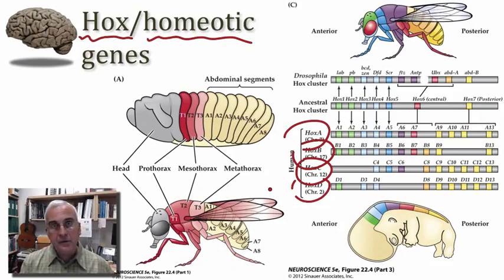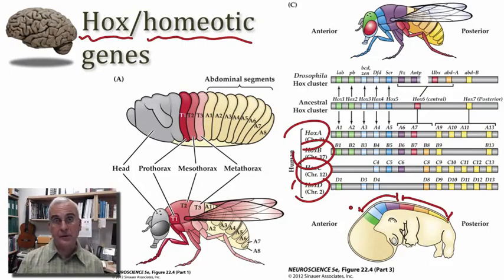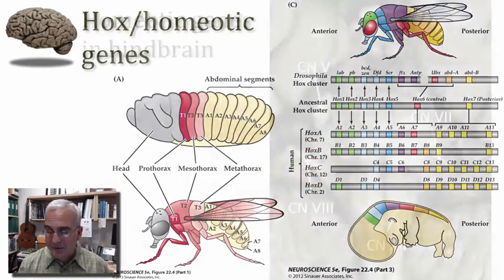There is an anterior to posterior pattern of expression of these clusters of homeotic genes that help to establish, for example, the various segments of the human spinal cord and the major divisions of the brainstem. Well, why should this be important? Why should you be motivated to learn something about these homeotic genes?